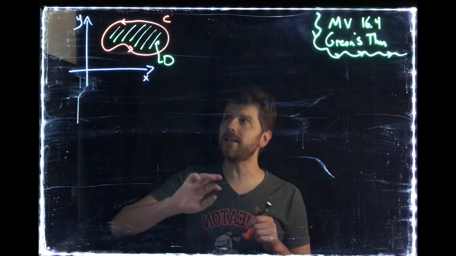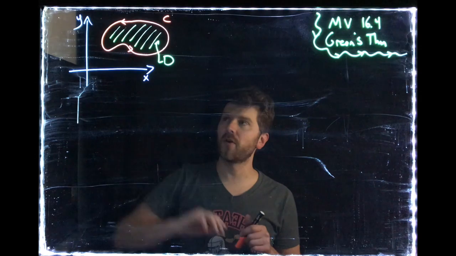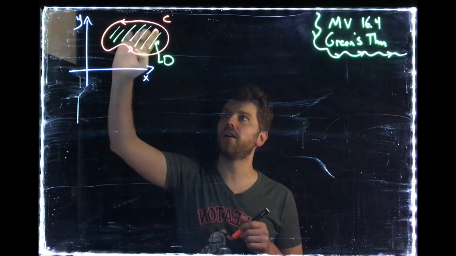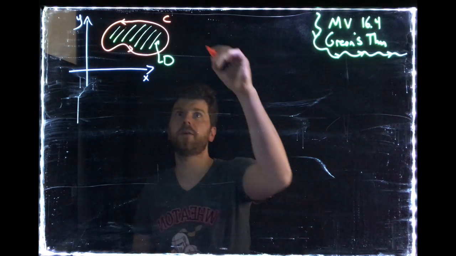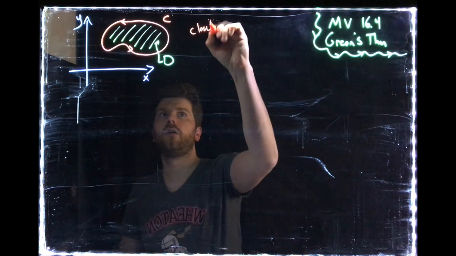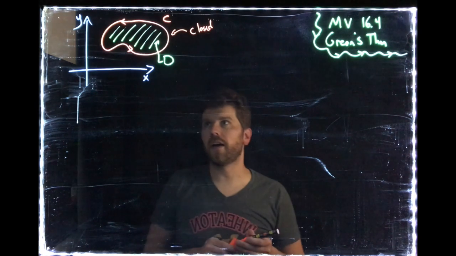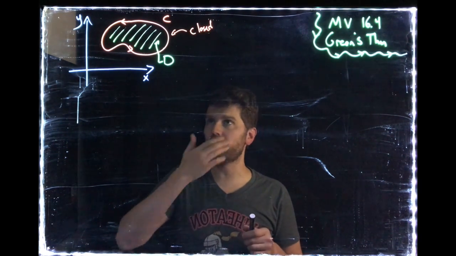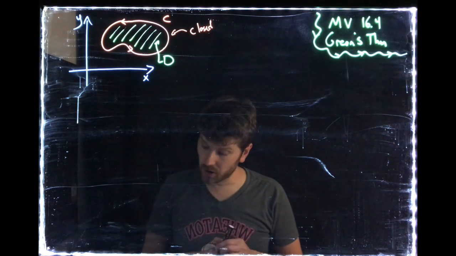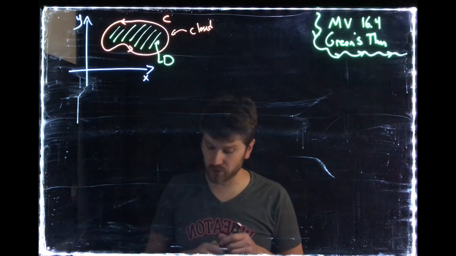What it does is it relates the line integral around the boundary of a region. So here we've got this curve C that is closed, it does have to be closed, and wraps around some region. And it relates an integral around the boundary to an integral in the interior of the region.